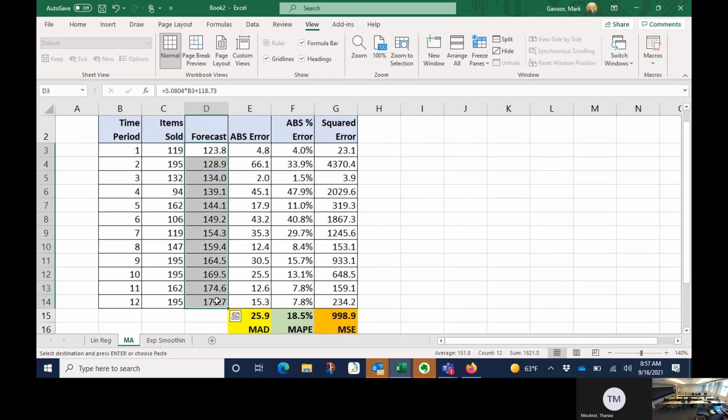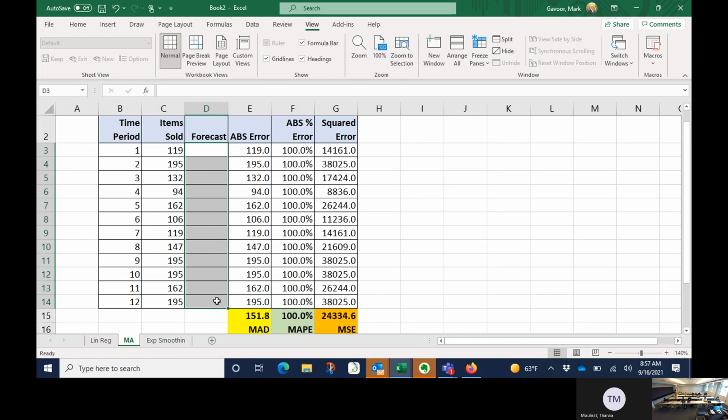So what do I want to do? Delete my forecast. Well, now it shows me my error is 119 minus 0 is 119. The calculations are still there. What if I put a new forecast in here? Will it calculate all those things right? Let's say yes. Well, for the lazy person, is that a good thing? You got to be a little careful, and I'll show you why.